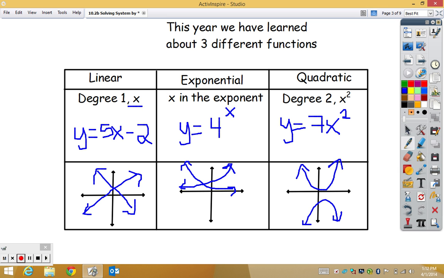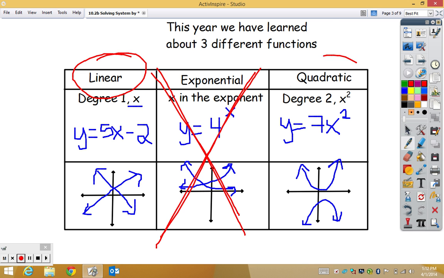In today's video, algebraically, we are not going to look at exponential. That is a deeper topic on how to solve that way. So we are only going to look at systems that are linear, quadratic, or both linear or both quadratic.